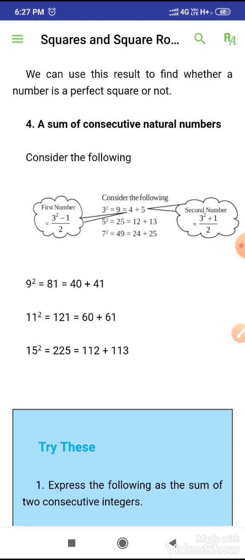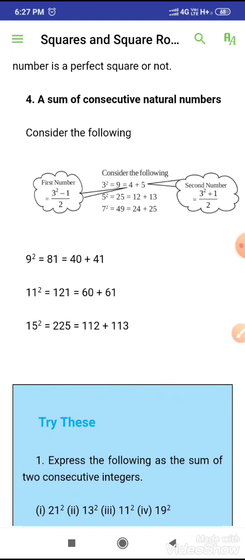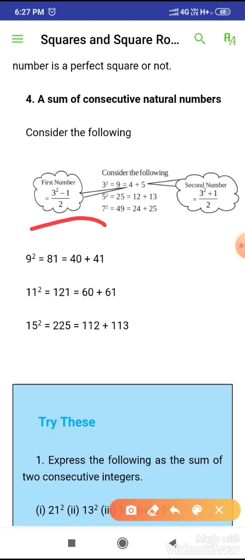So for this, look at the first example. Here 3 square is equal to 9. For the first number, we write (3 square minus 1) upon 2. We have 3 square is 9, 9 minus 1 is 8, and 8 divided by 2 is 4. So we write 4 here, and the next number is the consecutive number of 4, and it is 5. Or you can also calculate the second number by applying this formula.